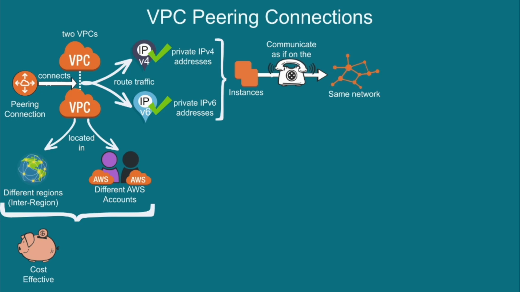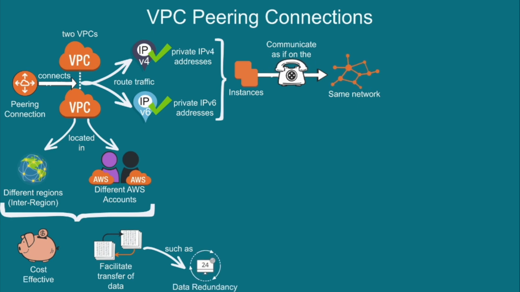Additionally, VPC peering connections help facilitate the transfer of data. This can be used in a variety of scenarios such as replication of data for data redundancy, or to promote communication within organizations with uses like a file-sharing network.